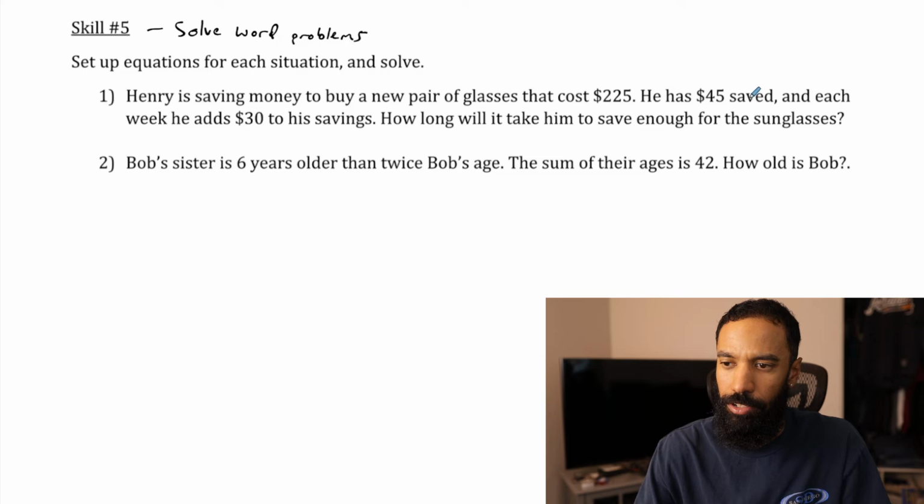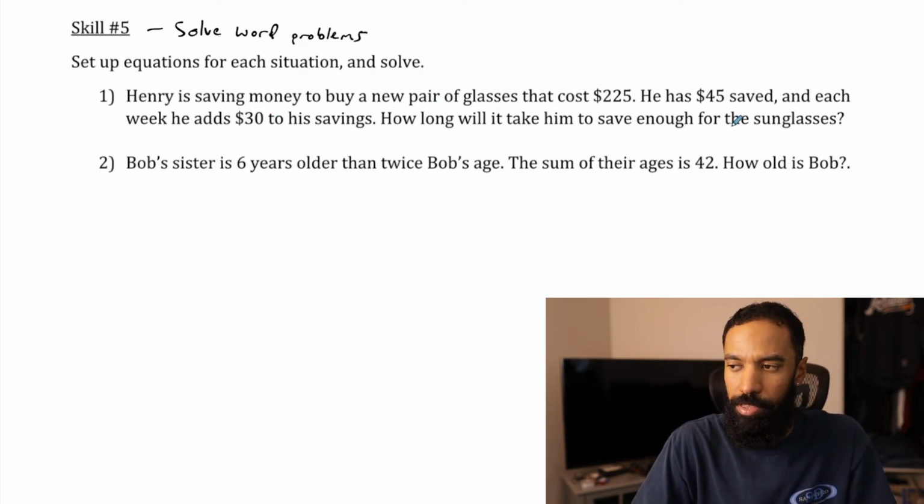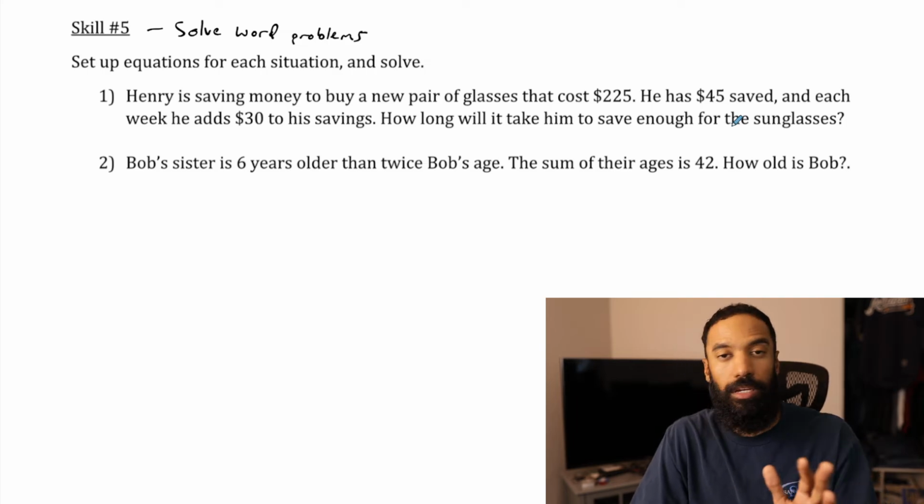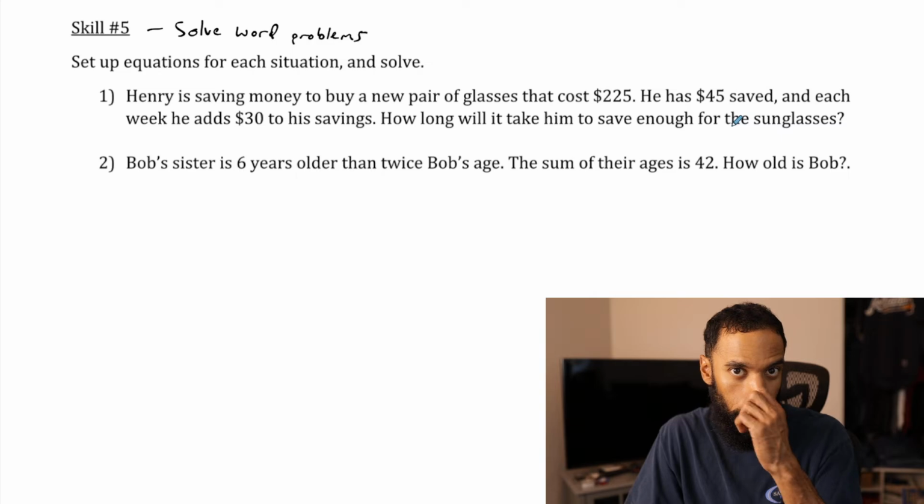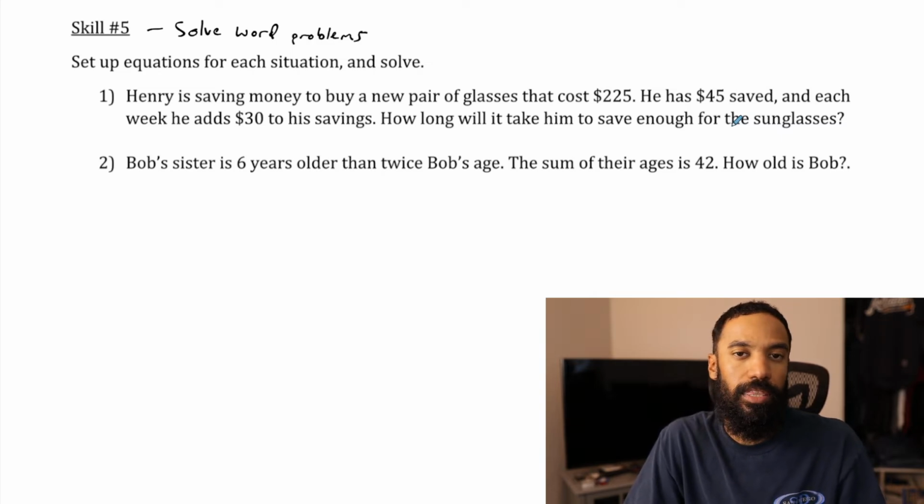He has $45 saved, and each week he adds $30 to his savings. How long will it take him to save enough for the sunglasses? Okay, here's the thing. There's something that we don't know about this problem. I mean, there are a lot of things we don't know. We don't know how old Henry is and things like that, but there are only things that are pertinent to the problem that we need to figure out.